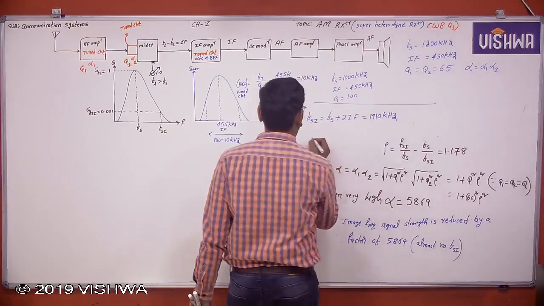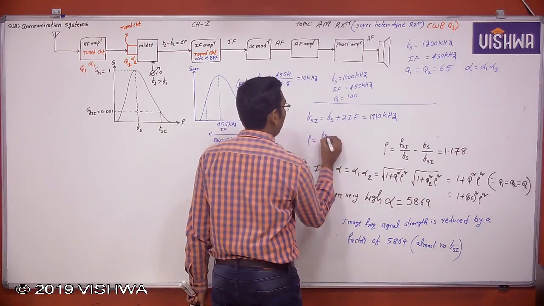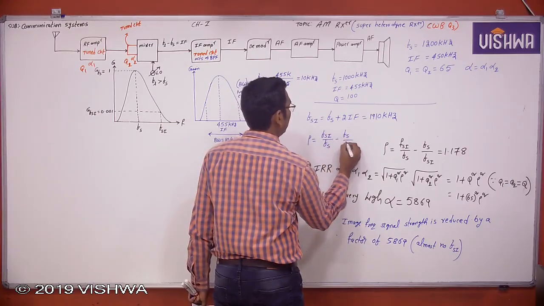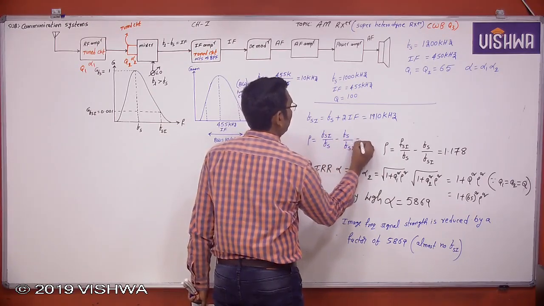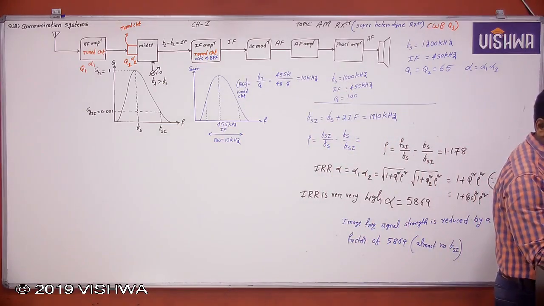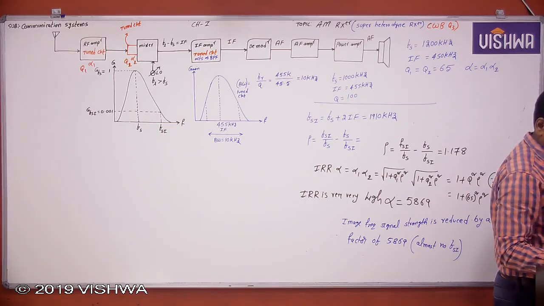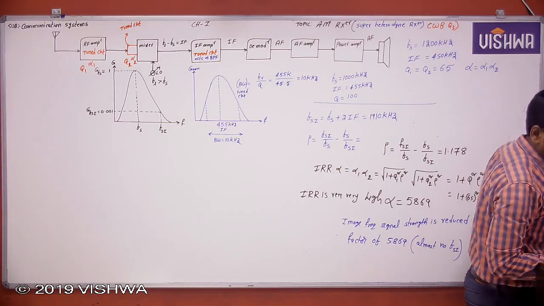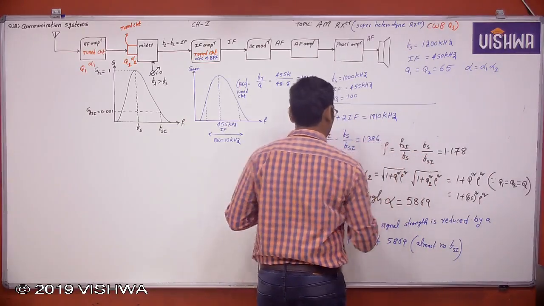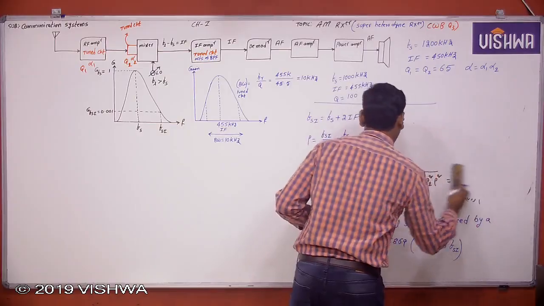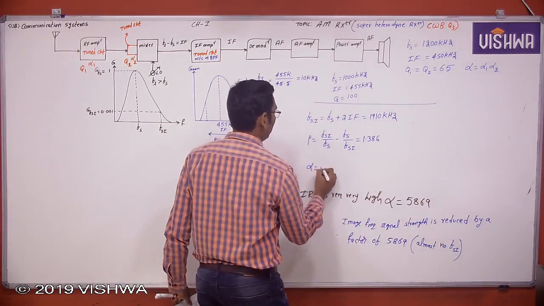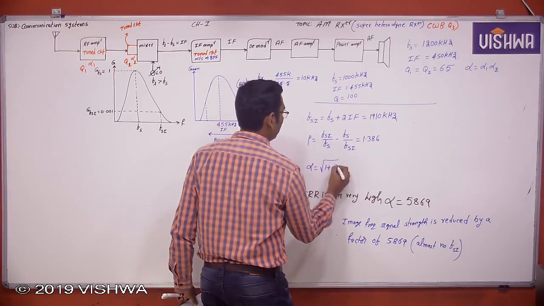Now what is rho? Rho is equal to Fsi by Fs minus Fs by Fsi, which is equal to 1.386. Now the image rejection ratio, which is equal to the square root of 1 plus q square rho square.